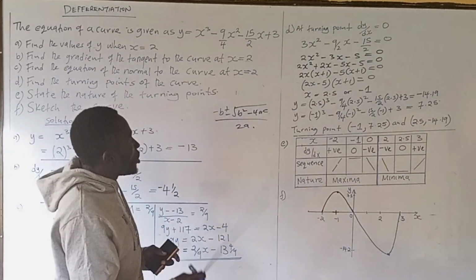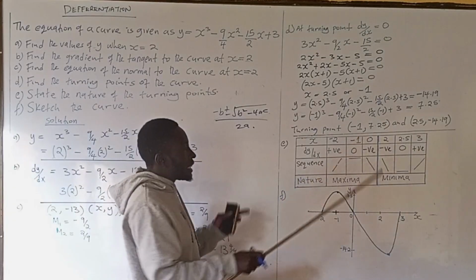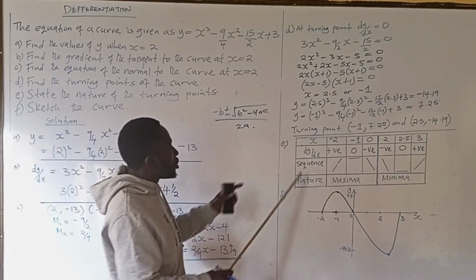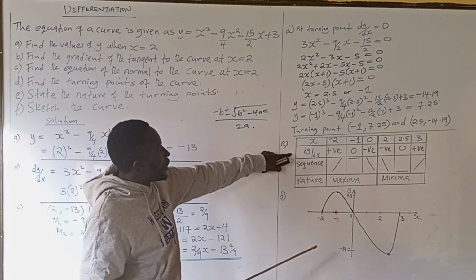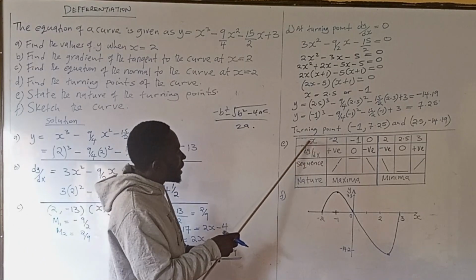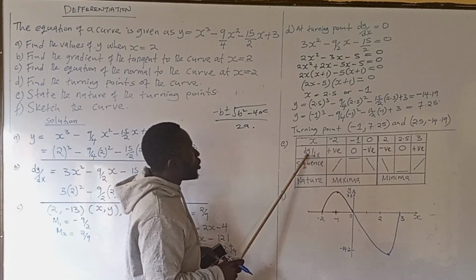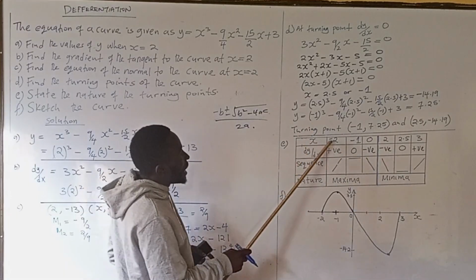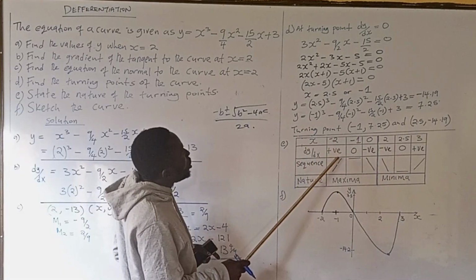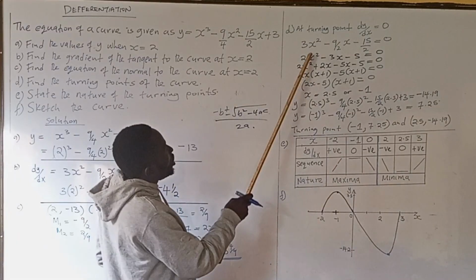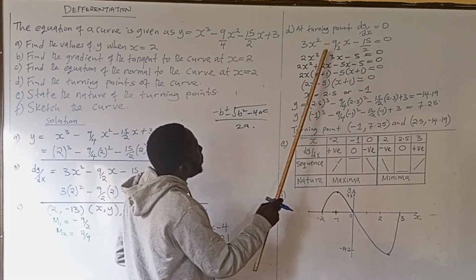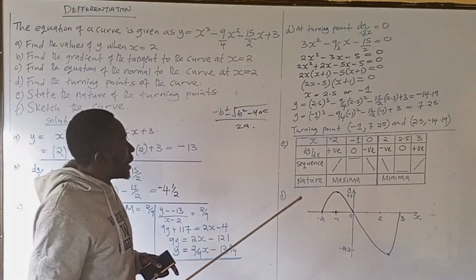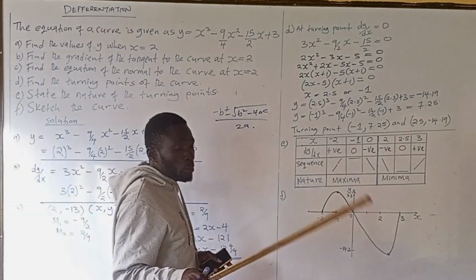So we already know that at negative 1 is the turning point, and at the turning point, gradient is 0. After getting the x's, then you go to gradients. So you ask yourself, at negative 2, what is the gradient? You go to the equation of gradient. The equation of gradient is this one. You replace x with negative 2. You will get about 13, positive 13.